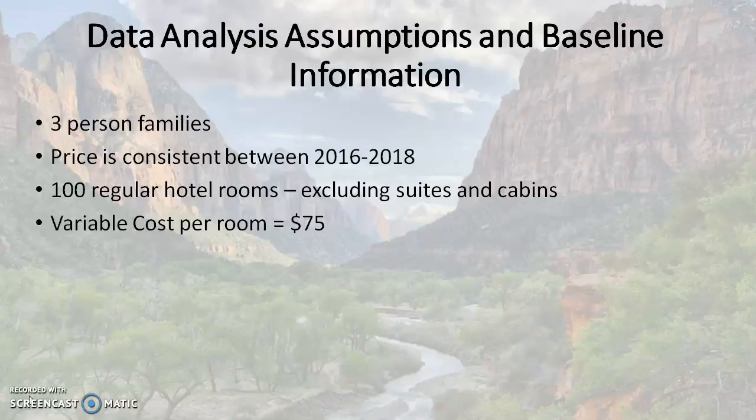The third item was we assumed 100 regular hotel rooms at Zion Lodge. When we spoke with the employee at Zion, he was able to give us exact numbers for how many cabins they had and also the total amount of hotel rooms and suites. He could not delineate between exactly how many hotel rooms and exactly how many suites, but we needed this for our pricing purposes. And finally, our last assumption was the variable cost per room. We equated this to about $75, and this would account for overhead and other items that the lodge would have to take care of.